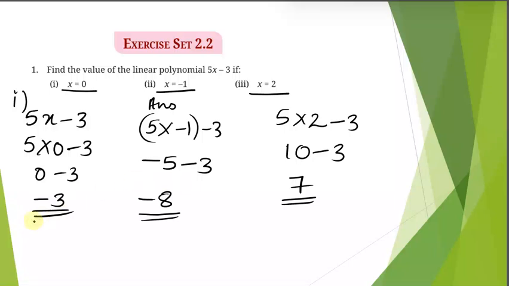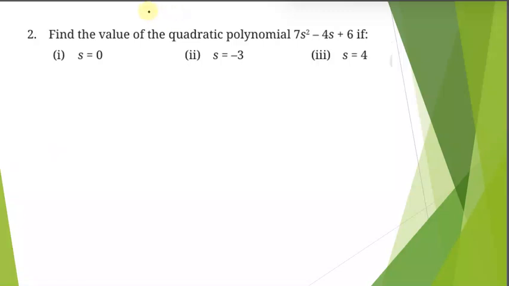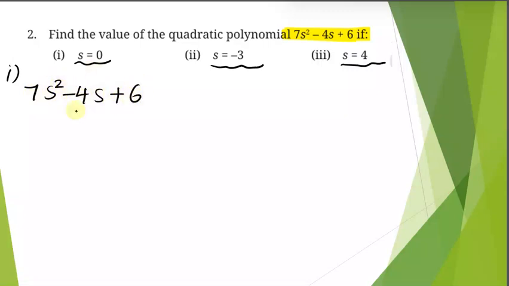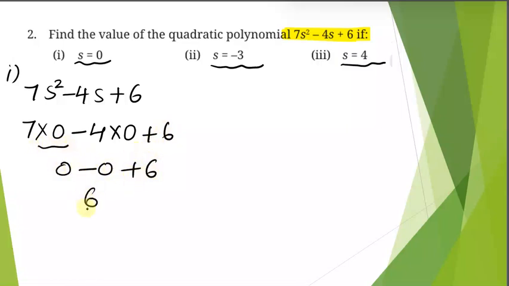Now moving to the second question. The second question is the same as the last one. You have the quadratic polynomial 7s square minus 4s plus 6. You have to find the value at s equal to 0, s equal to minus 3, and s equal to 4. We can find them one by one. The expression is 7s square minus 4s plus 6. If s is equal to 0, you will get 7 into 0 minus 4 into 0 plus 6, that is 0 minus 0 plus 6, so you will get 6.